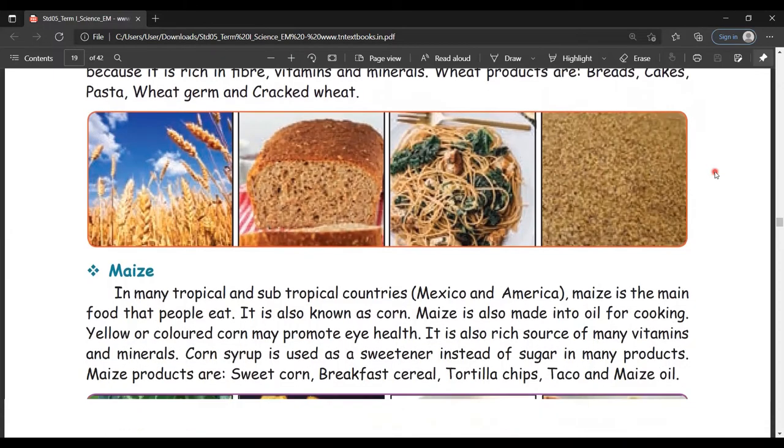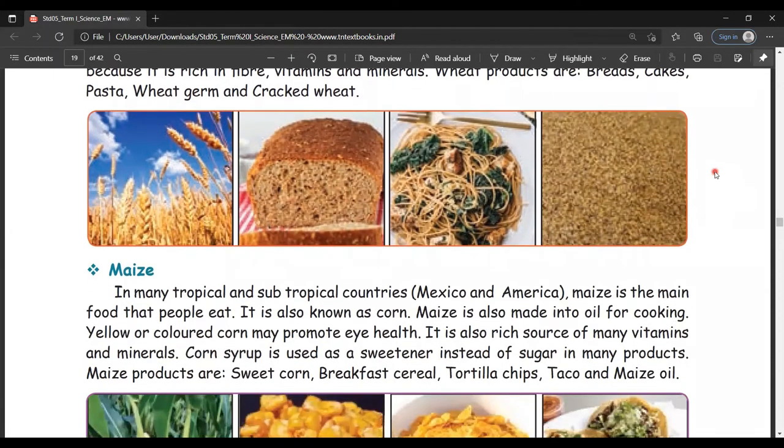Okay, children. Now, the next one is maize. In many tropical and subtropical countries, that is in Mexico and America, maize is the main food that people eat.